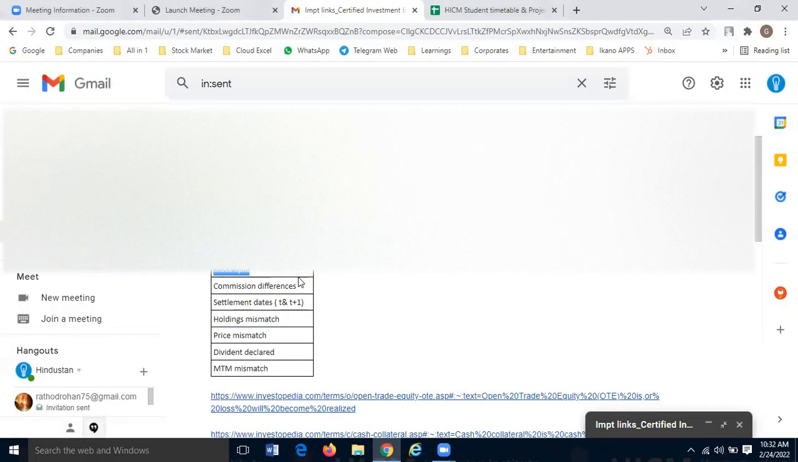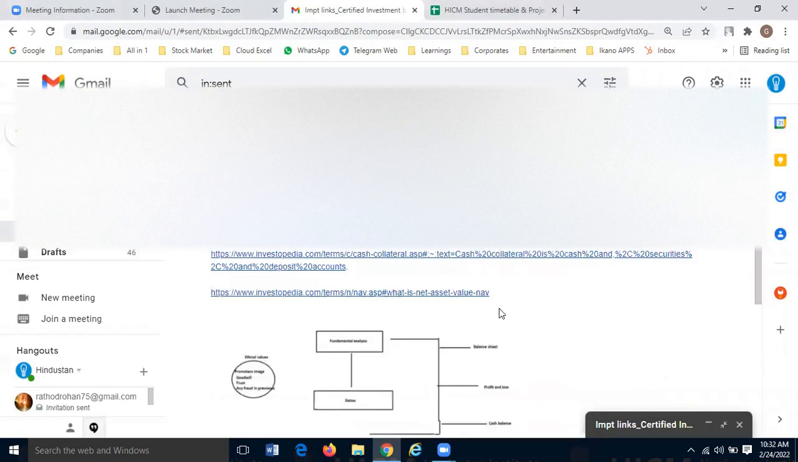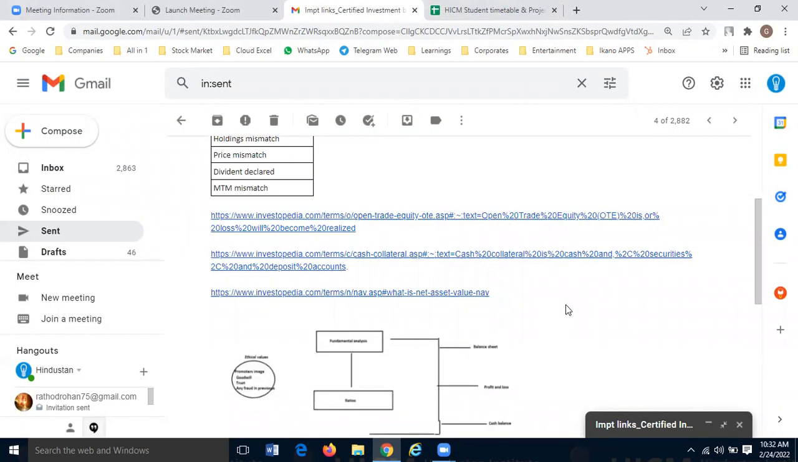So what are the reasons for the mismatches? Because this is the work of the fund accounting team, to check the discrepancies. What are the reasons in which mismatches can come? A stock split can happen, that is the result of a corporate action. Commission differences, settlement date and trade date can be different. Holding mismatches, price mismatches, dividend declaration, and the MTM that we saw, the open trade equity, that can be a mismatch of the unrealized profit or loss.